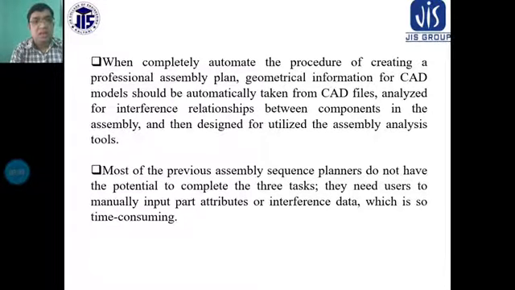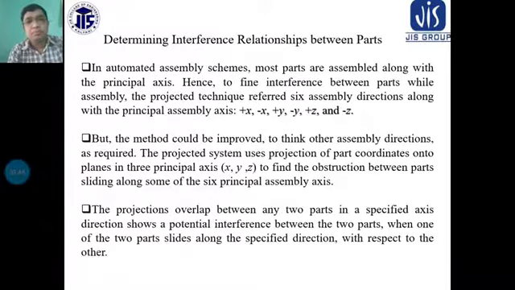Most of the previous assembly sequence planners do not have the potential to complete these three tasks. They need the user to manually input part attributes or interface data, which is a time-consuming factor. Determining interference relationships between parts is the concern.